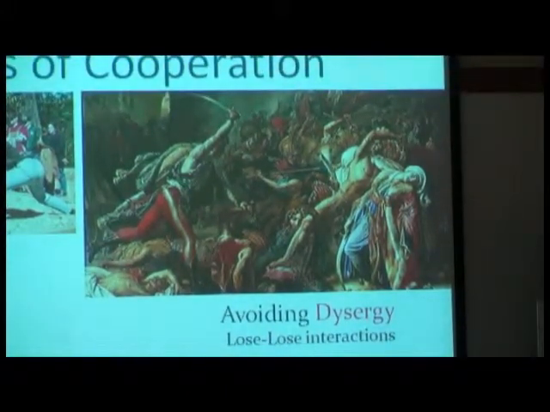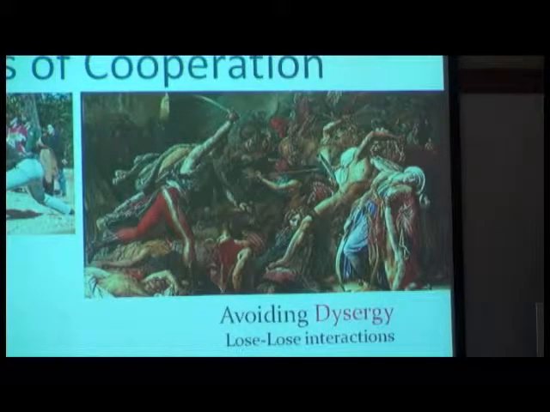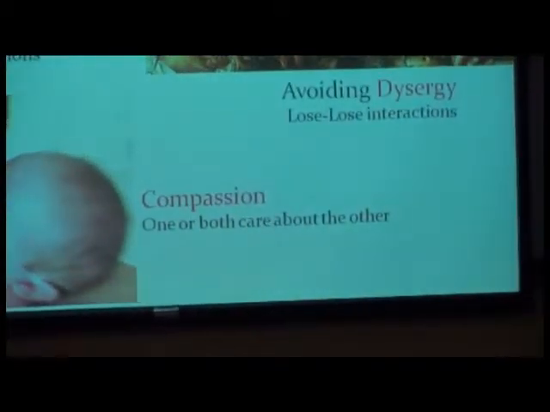The second one that we as humans have is compassion, which is where your value system includes the other person doing better, even if it is costly for yourself. So a mother and a baby is a great example, where the mother gets great pleasure out of the baby doing better, even if she has to pay a lot of doctor's bills and so on.